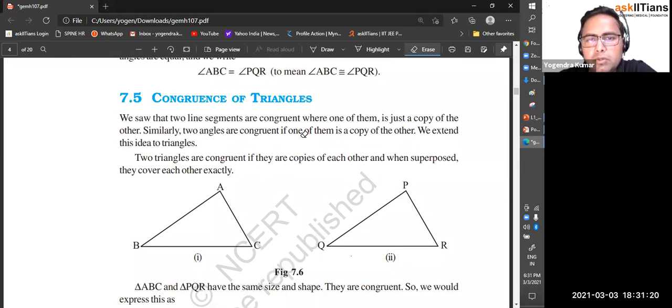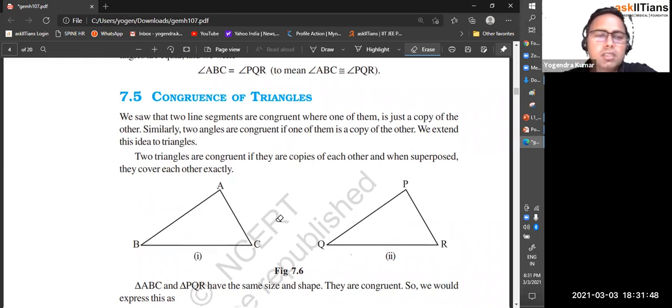Similarly, two angles are congruent if one of them is a copy of the other one. We extend this idea to triangles. When their corresponding sides are equal and angles are equal, we say that triangles are congruent. Two triangles are congruent if they are copies of each other when superimposed. They cover one another exactly. This is the concept we learned: if they superimpose each other completely, then they are congruent.